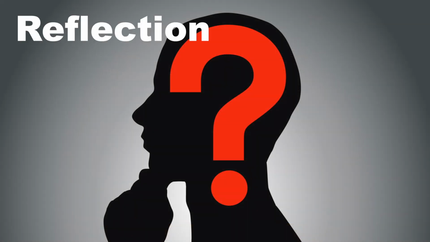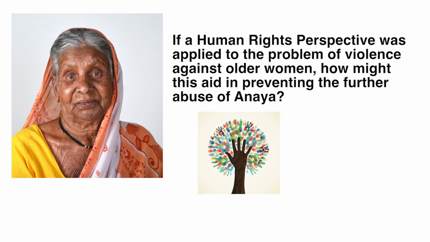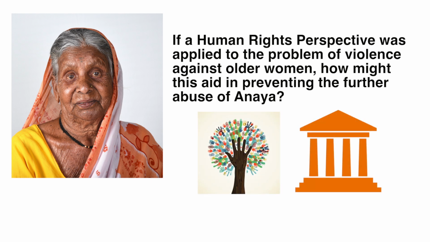Let's take another moment to reflect. Reconsider the case of Anaya that we previously presented. If a human rights perspective was applied to the problem of violence against older women, how might this aid in preventing the further abuse of Anaya? Consider the application of an intersectional lens and the entitlements approach in your response. Feel free to pause the video and participate in this exercise. When you are done, press play and Dr. Brownell will discuss her recommendations for moving forward with elder abuse research, policy, and practice.